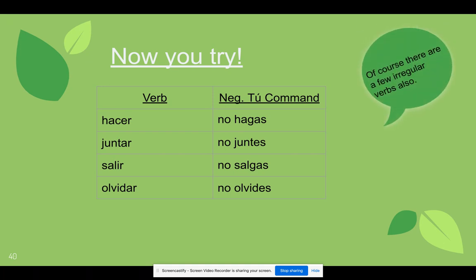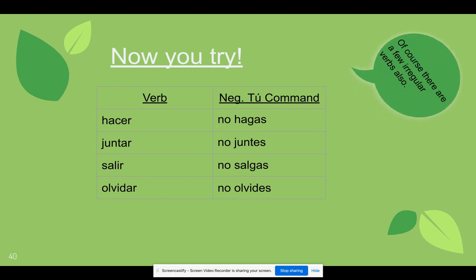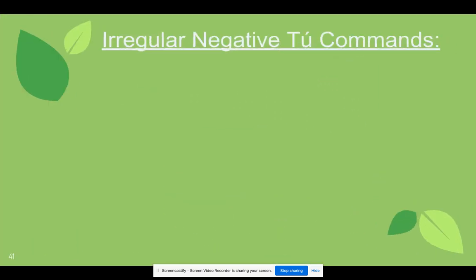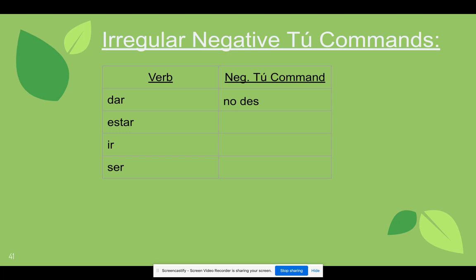Oh, yes, and of course, there are also a few irregular verbs. We can't forget those. Not a very long list this time. The verb dar changes to no des. Don't give. Estar changes to no estés. No estés enojado. Don't be mad.